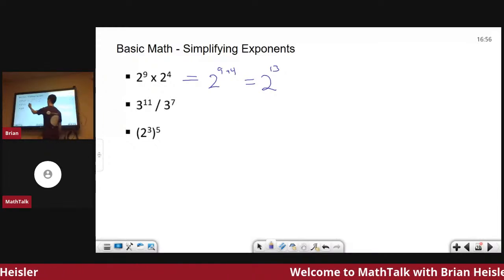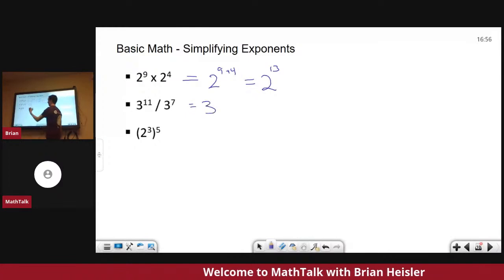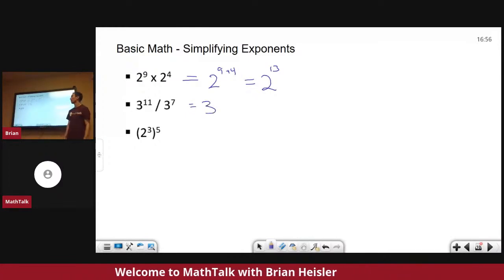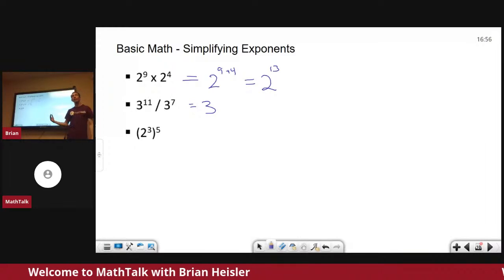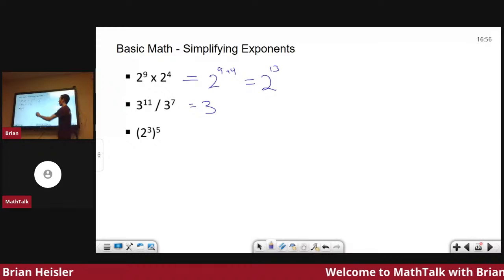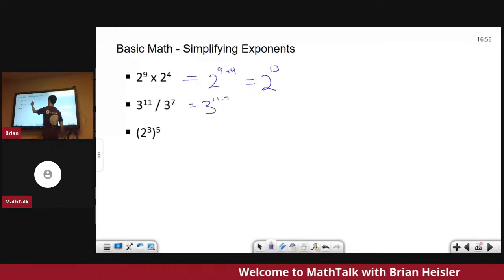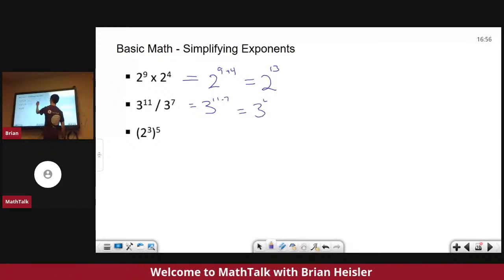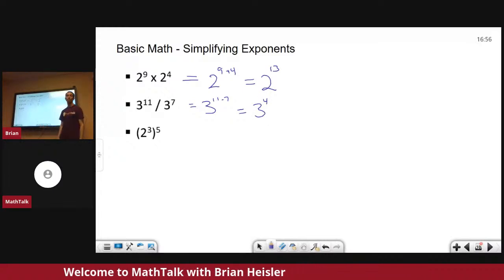You're going to keep the base number the same, in this case 3. But instead of adding the exponents, you're going to subtract the exponents. So 11 minus 7 is going to be 3 to the 4th. And there's your answer. You're done.